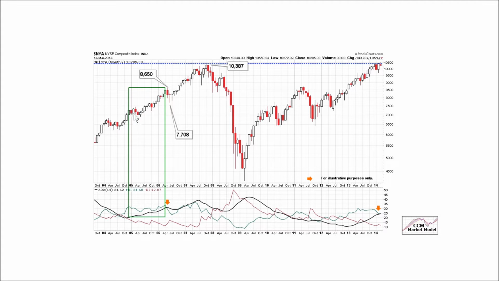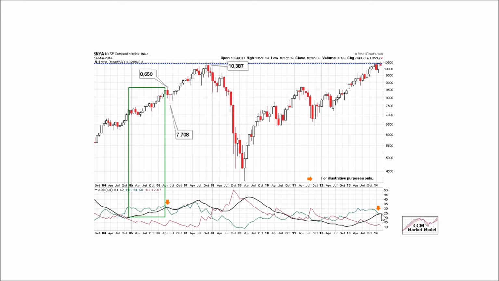Another point here. Here is a rally that occurred in 2005. ADX measures the strength of a trend. You can see when the green line comes back and hits the blue line, telling us that this uptrend is weakening. Here, after that point, the NYA moved from 86.50 at the high to a low of 77.08. That's a correction of greater than 10%.